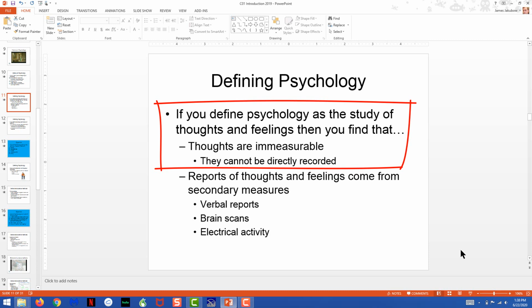The problem with that definition is the fact that thoughts cannot be measured directly. And one of the things about a scientific process is that all the sources of data must be publicly observable and objective. Those two characteristics must always be present if you're conducting a scientific investigation. Now, publicly observable is very obvious. That means that when the data are collected, it's something that anybody can see.